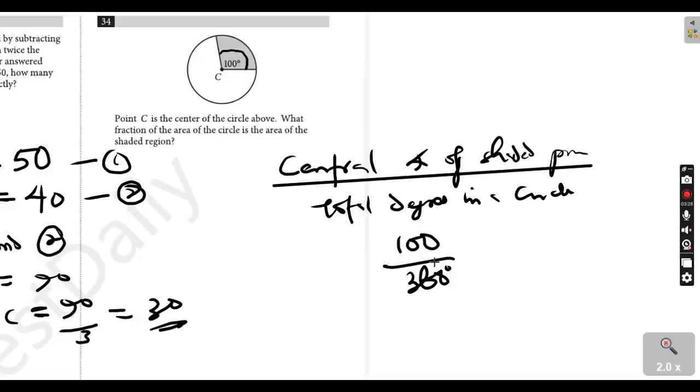It's just like when you are dealing with a pie chart, the sectorial angles will sum up to 360. So 100 over 360 will definitely give you 10 over 36, okay, divide by 2, that is 5 over 18. So this is the answer.